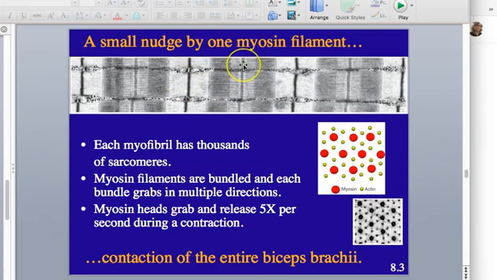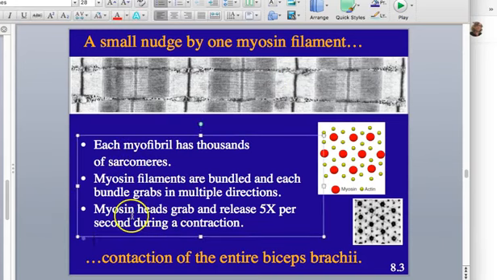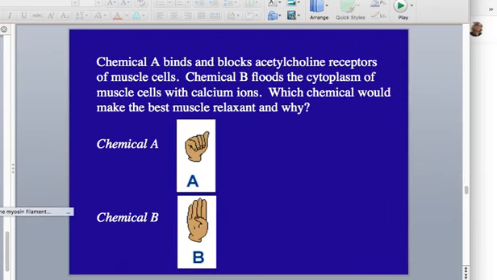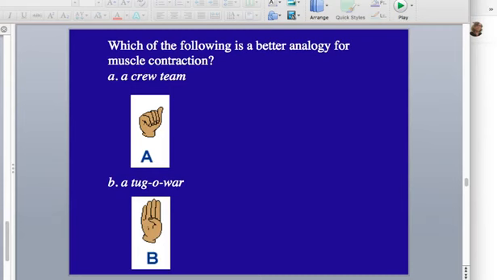All of this is happening. So now you can look at this and say, okay, this is that midline. There's the myosin. Here's the actin. If contraction happens, this whole thing shortens. Awesome. When contraction is happening, myosin heads are grabbing and releasing 5 times per second to keep the contraction happening. So that's important. It's a very fast reaction. We want to make sure it's working.